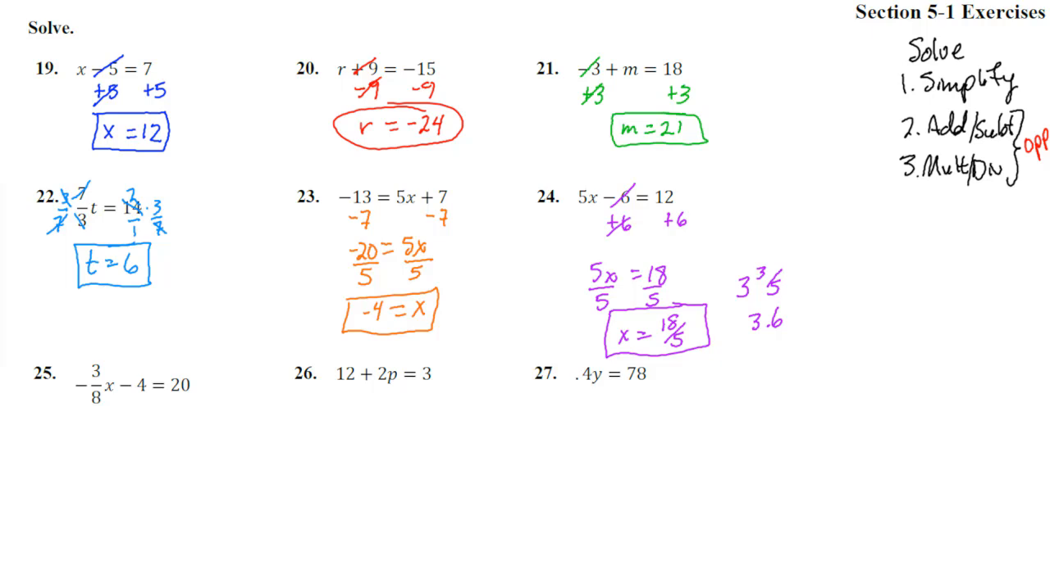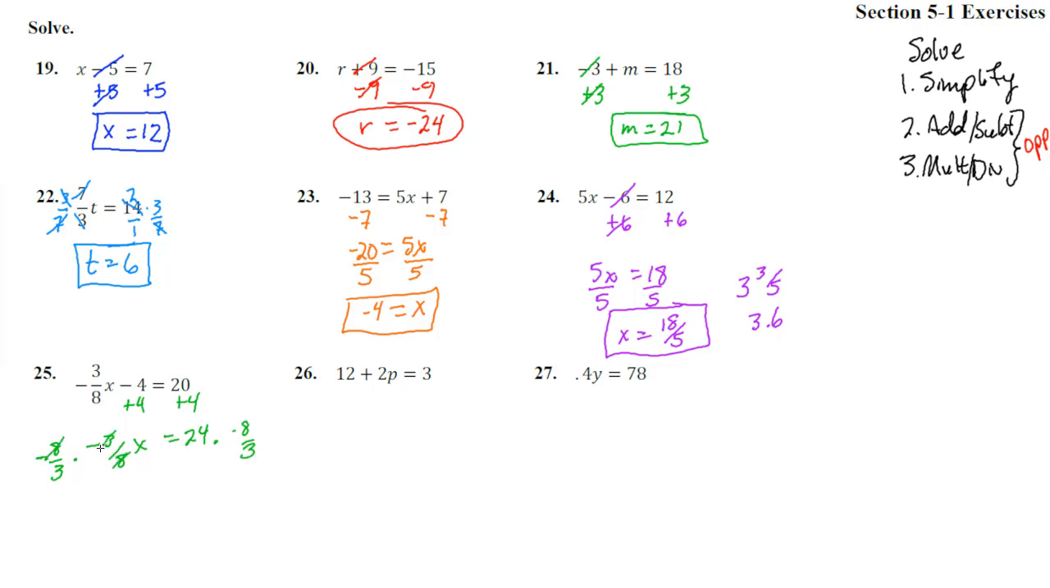Number 25. Negative 3/8 x minus 4 is 20. Again, we get rid of the things that are being added or subtracted first with their opposites. Okay, so we get negative 3/8 x equals 24. Now divide both sides by negative 3/8, which is, we know, timesing by negative 8/3, times by a negative 8/3, times by a negative 8/3.